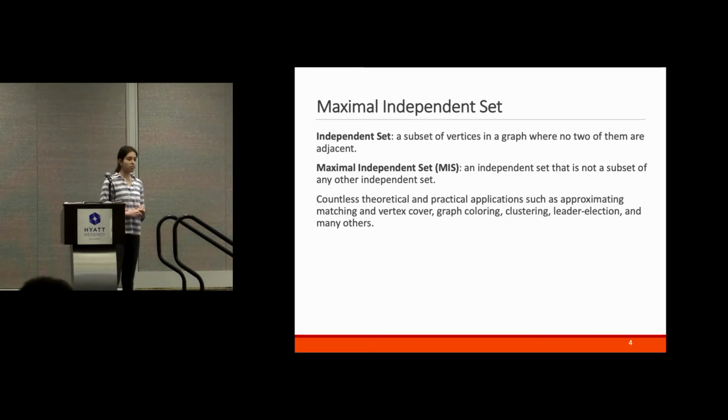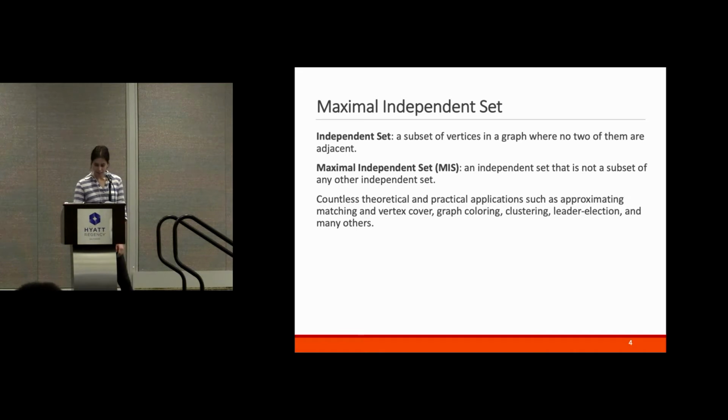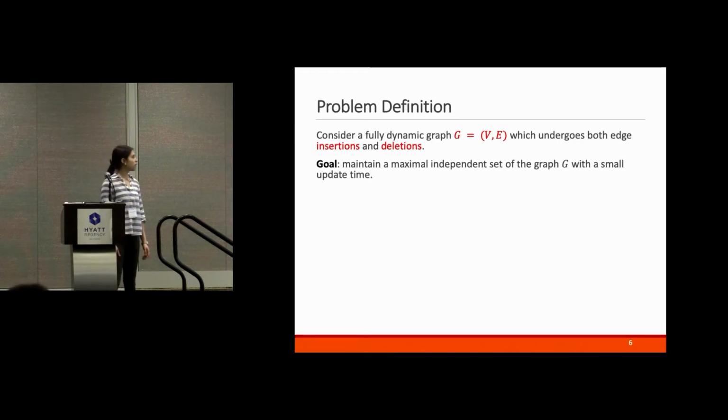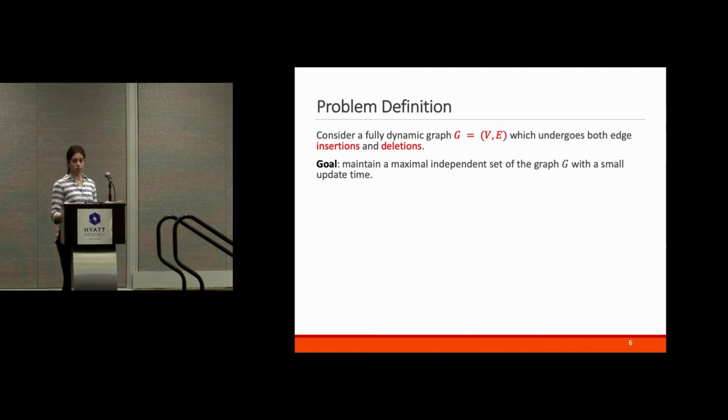MIS is considered one of the fundamental problems in theoretical computer science, as it has countless applications in both theory and practice, such as approximating matching and vertex cover, graph coloring, clustering, and many other problems. Let me explain our problem formally. We have a fully dynamic graph G that undergoes both edge insertion and deletion, and our goal is to maintain a maximal independent set of this graph with a small update time after each edge update.